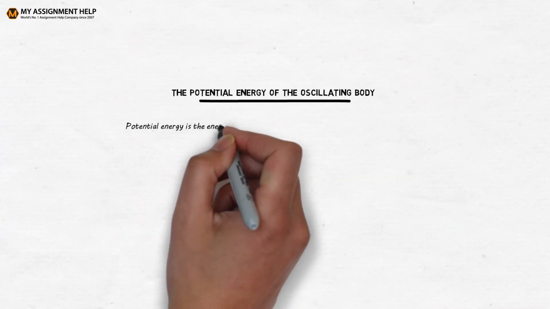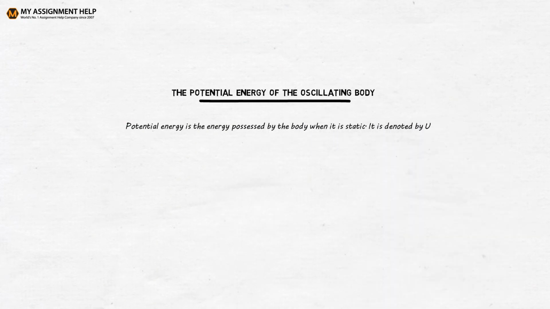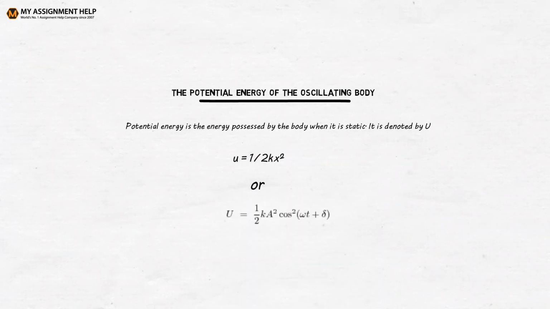The potential energy of the oscillating body. Potential energy is the energy possessed by the body when it is static. It is denoted by U. So, U equals half kx², or U equals half k a² cos²(ωt + δ).